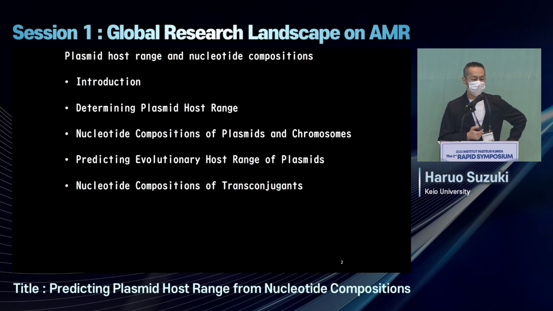Today I will be talking about plasmid host range and nucleotide composition. First, I'm going to talk about the background introduction and discuss determining plasmid host range. Then, I will show you some results of comparing plasmids and their host chromosomes regarding nucleotide composition. After that, I will show you results of predicting the evolutionary host range of plasmids based on nucleotide composition. Finally, I will show you results of comparing transconjugants' nucleotide composition and other bacteria.